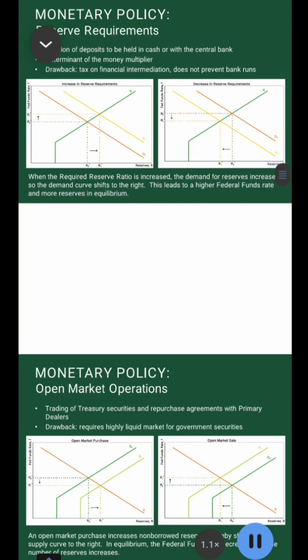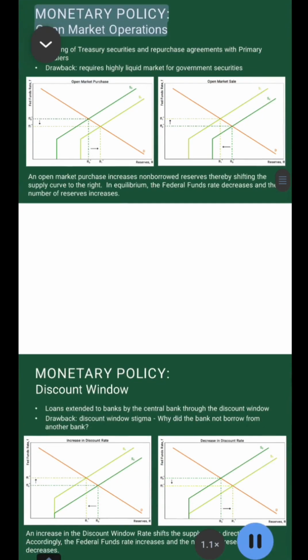Decrease in reserve requirements. Reserves, R, Fed funds rate, FF. R1, R0, FF1, FF0, D1, D0, S. Increase in reserve requirements. Reserves, R, Fed funds rate, FF. R0, R1, FF0, FF1, D0, D1, S.